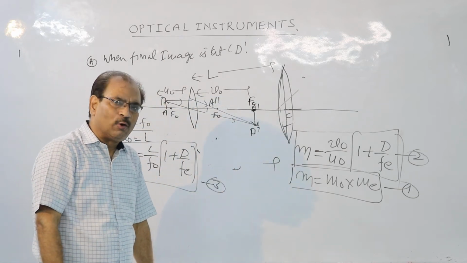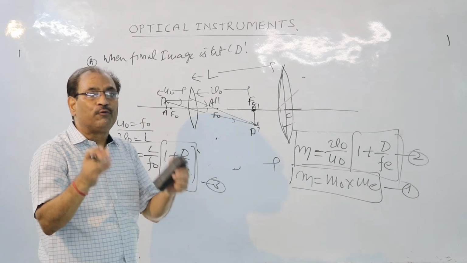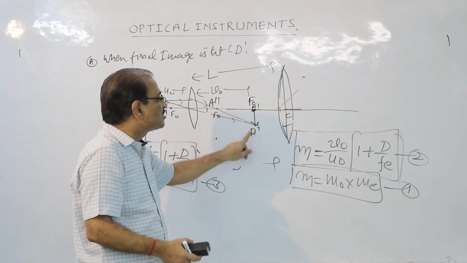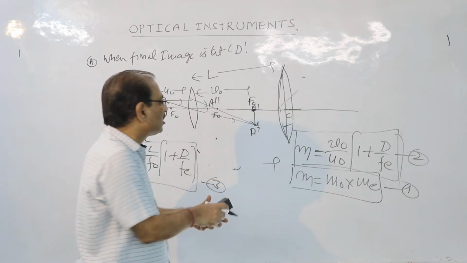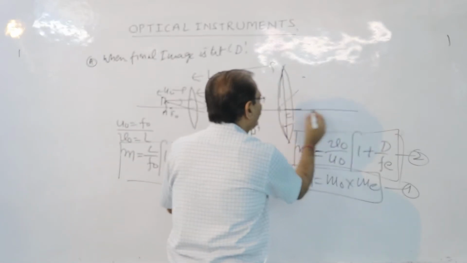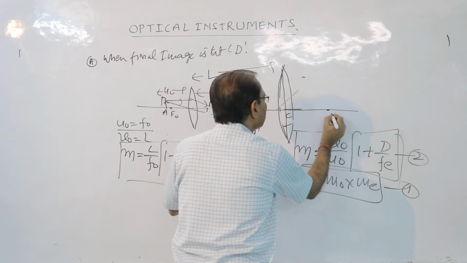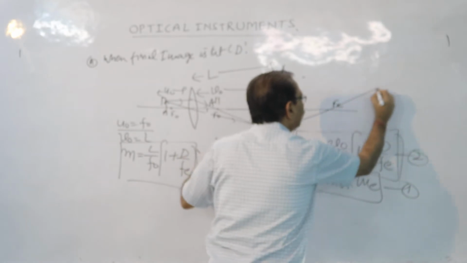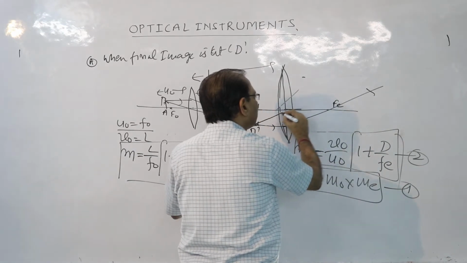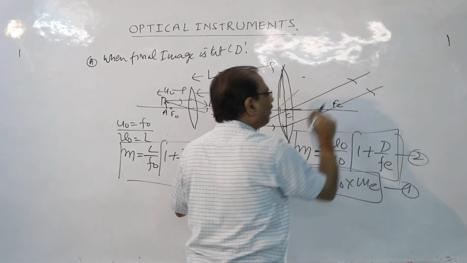So what would happen now? As I told you a short while before, if an object is kept at the principal focus, what type of image is formed? You know the answer very well. Let us see the pattern of formation of image. This is once again FE. So a ray will travel parallel, will pass through FE, another one through the optical center, they will go straight and straight, they will become parallel.